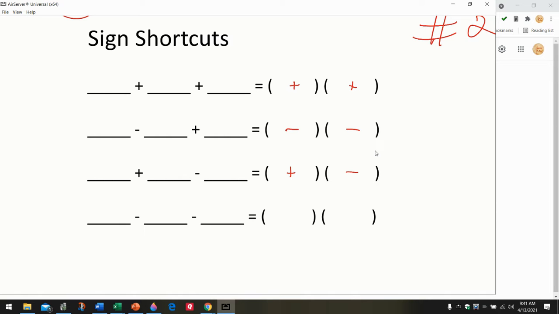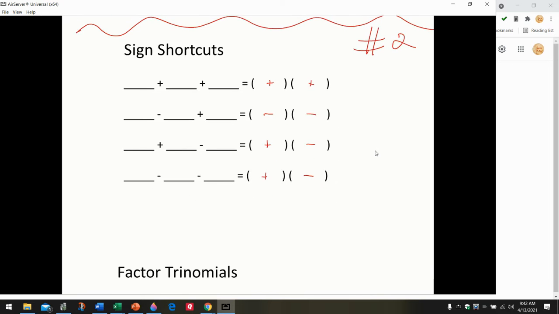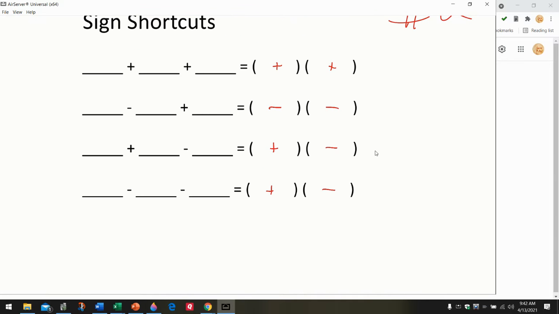Now, the last case here is when this center term is negative and the last one is also negative. And there again, it's kind of the same as the last one. If both of those numbers are negative, that means one of the factors will be positive and one of the factors will be negative. Now, I don't really expect you to memorize that. This is really here just as a shortcut or a helpful hint. As we go through the next set of problems, we can always refer back to it.